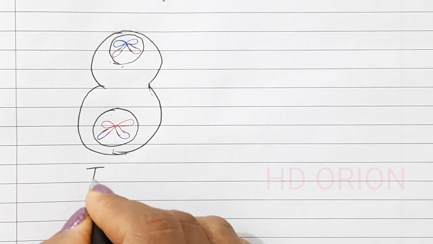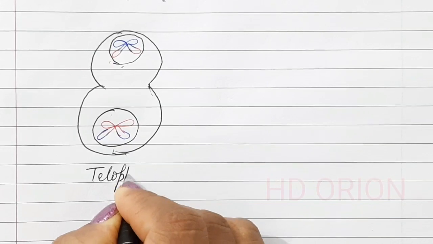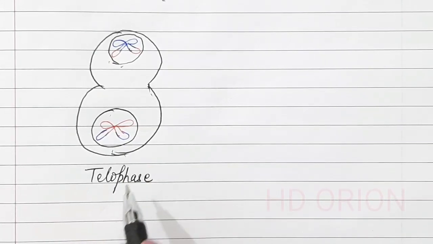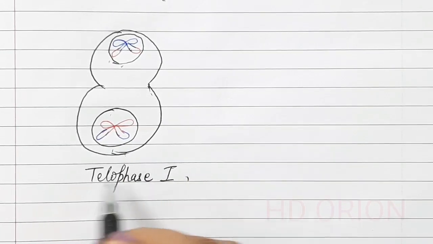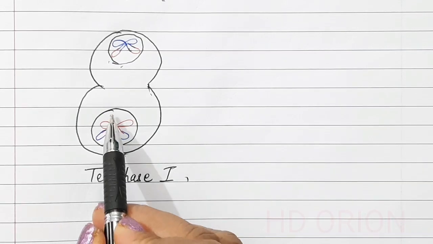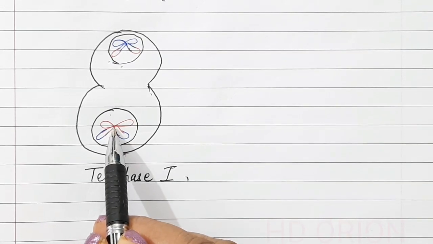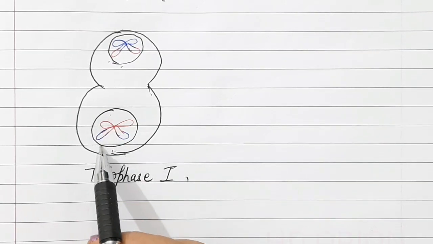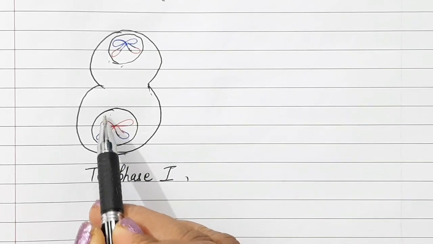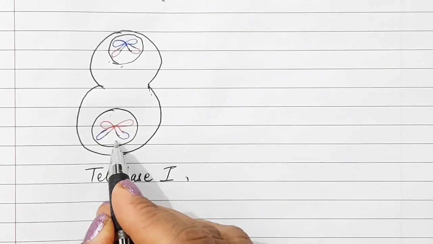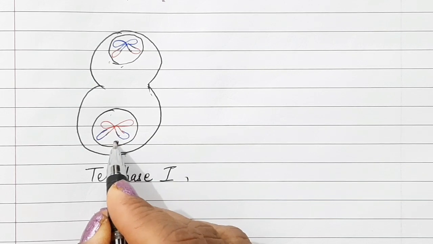This is the last phase of meiosis 1, which is telophase 1. In telophase 1, we see that the chromosomes which had drifted apart in anaphase are now present at the pole, and the nuclear membrane has reformed and the nucleolus has come back again.